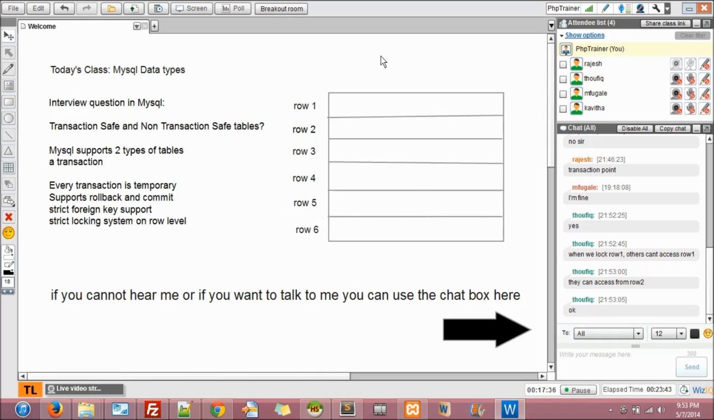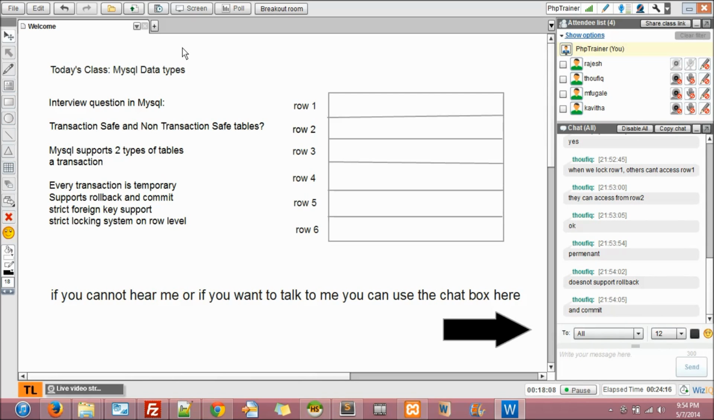What is non-transaction safe? First point, every transaction is permanent. Fantastic. You guys know. So when you use a non-transaction table for your bank operations, if you transfer money, that's it, it's gone. It does not support rollback. Fantastic. Great. The next. See, you guys are rolling. This is what I like.